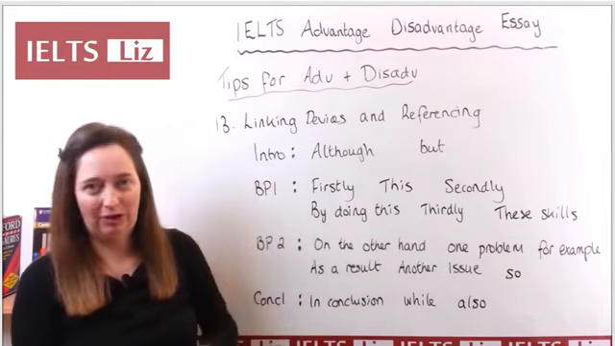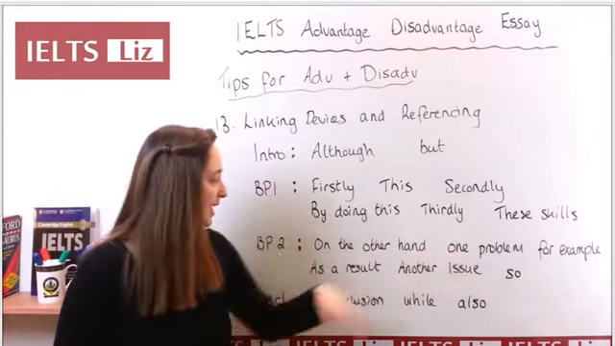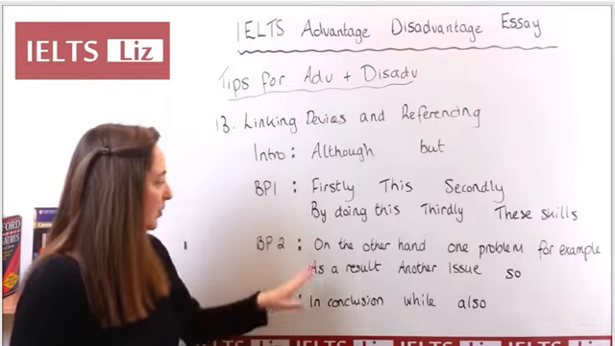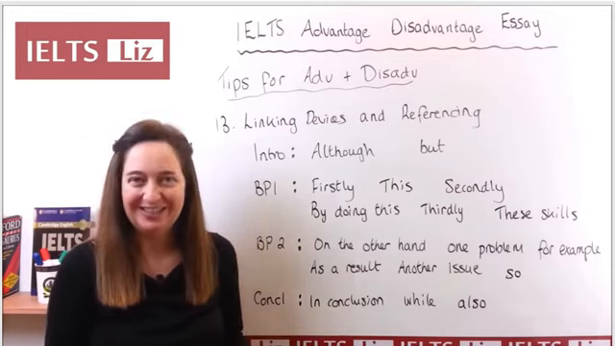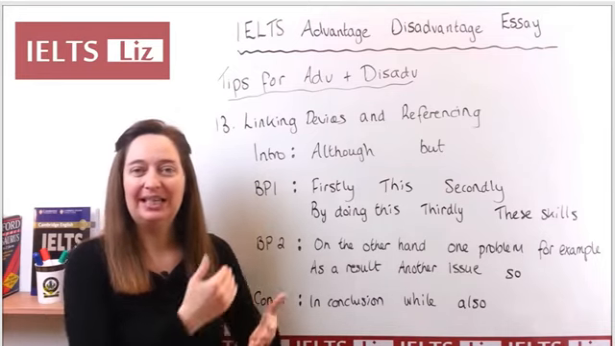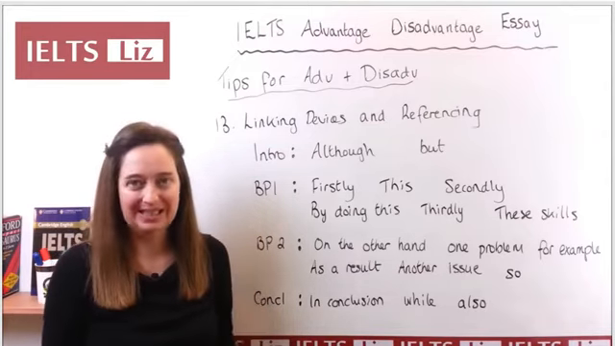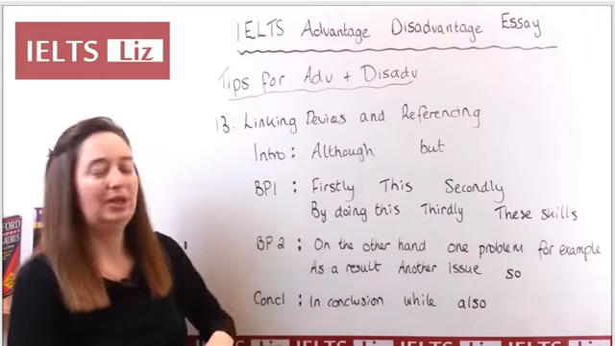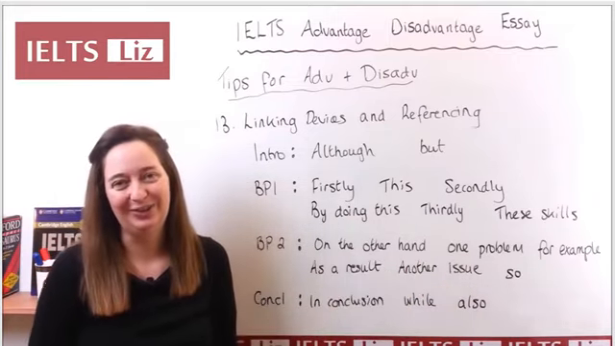So linking and referencing. Looking at the second body paragraph, we've got "on the other hand," one problem. For example, as a result, another issue, so we used as therefore. So we had a different range of linking devices, and again, that is also the benefit of planning your supporting points, because if you only state your advantages or disadvantages without an extra supporting statement, it becomes very mechanical, firstly, secondly, thirdly. But when you introduce your supporting points, you start having a nicer range of language and linking devices.